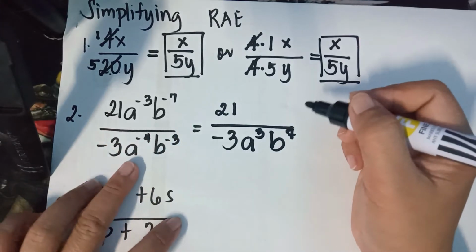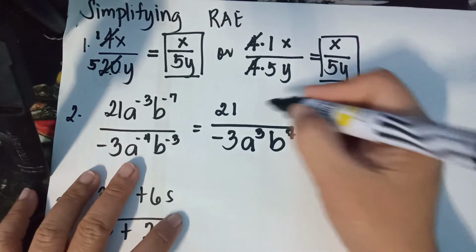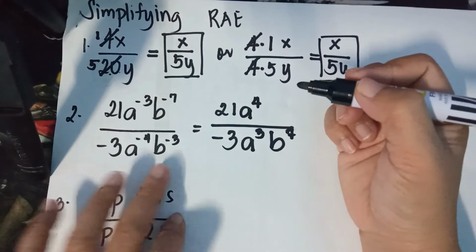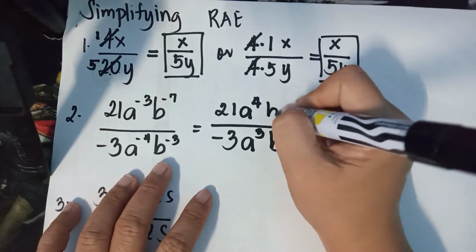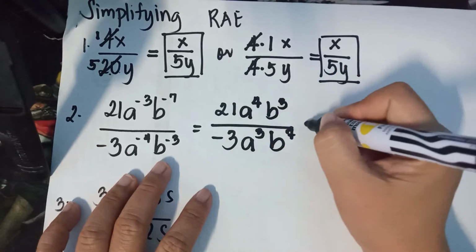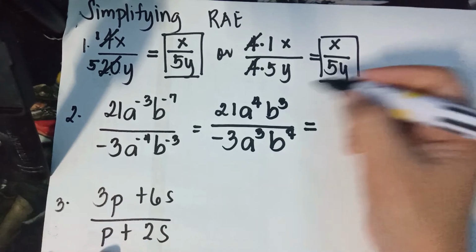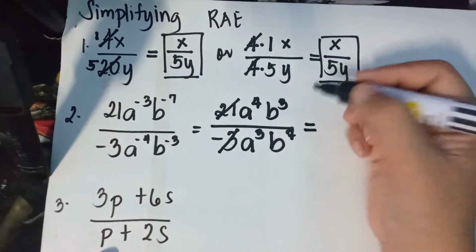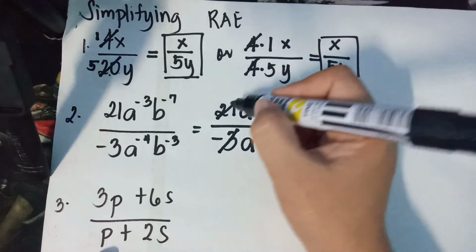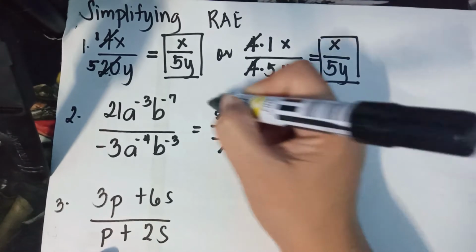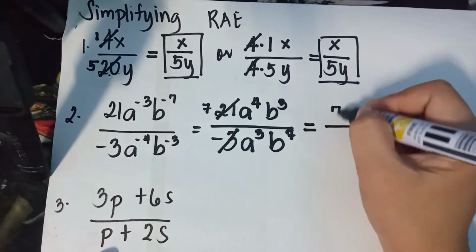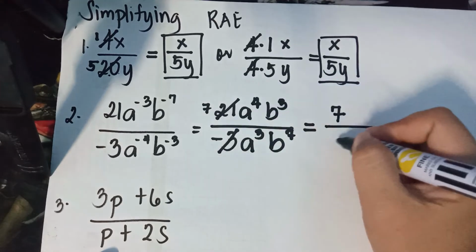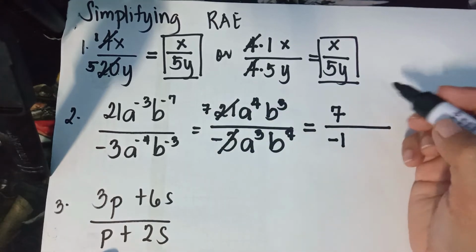Next, we have a raised to negative 4. To make it positive, change that to the numerator. That will become a raised to 4. b raised to negative 3 will become b cubed. Then proceed with division. 21 divided by negative 3. Of course, we have 21 divided by 3 is 7. Next, negative 3 divided by 3, that is negative 1.